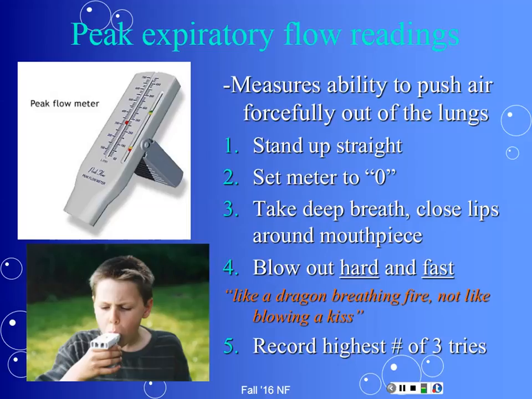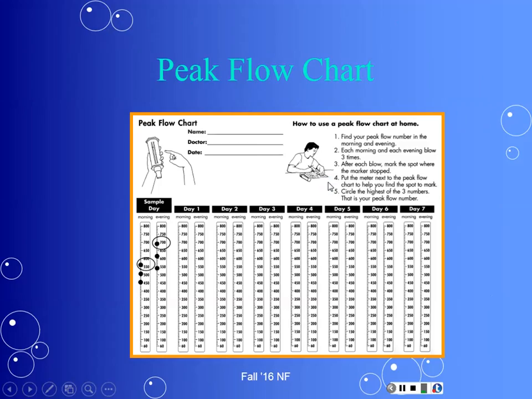You're going to get the highest of 3 tries. Okay, and that's going to be their peak expiratory flow. That's going to be the maximum. So this is just an example of a peak flow chart and how they're going to mark throughout their day where they are.